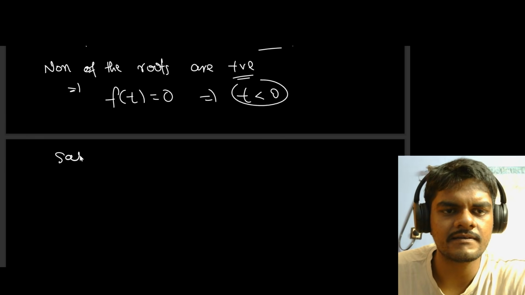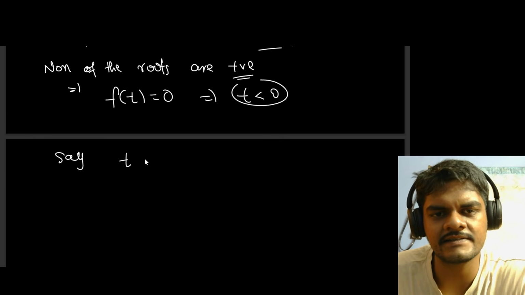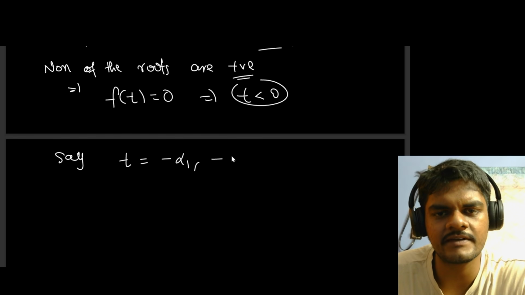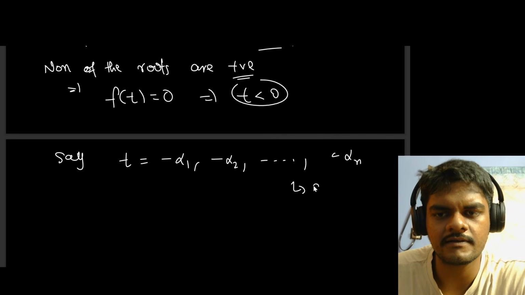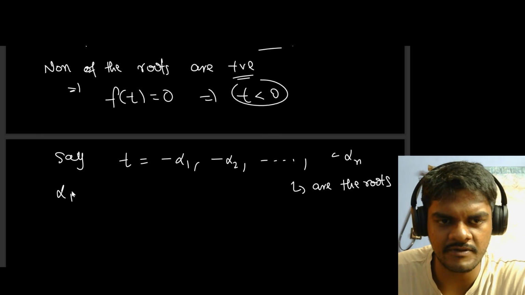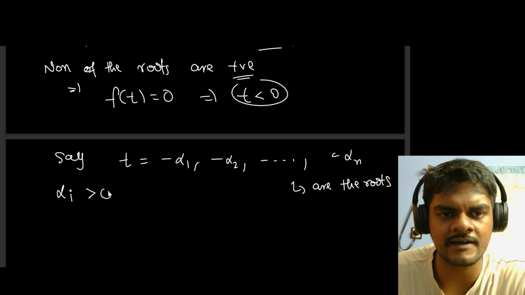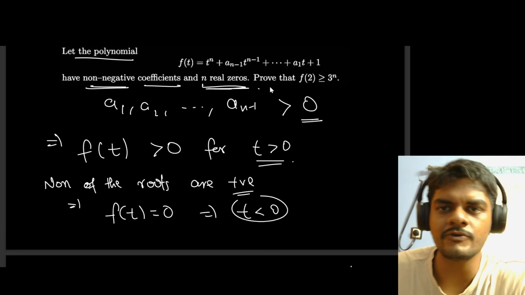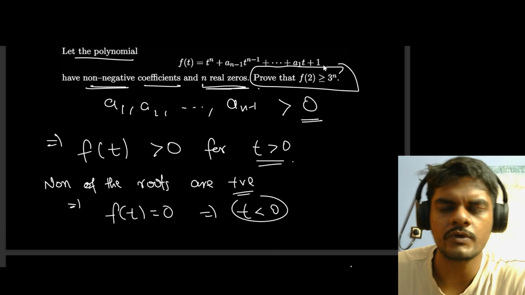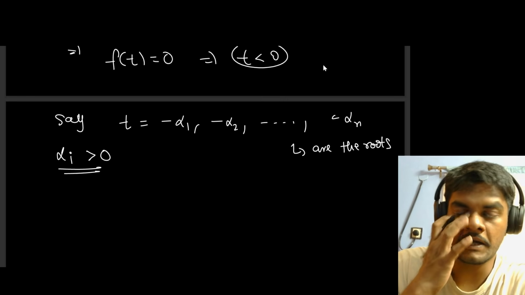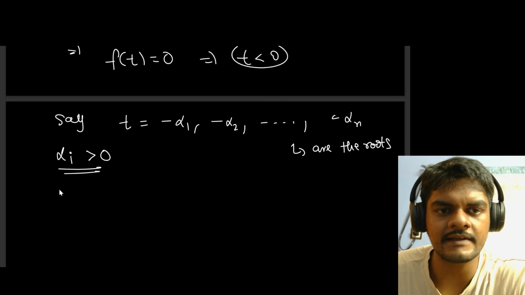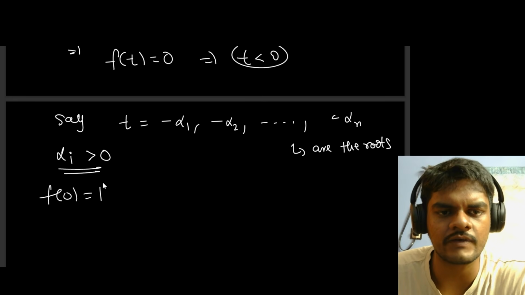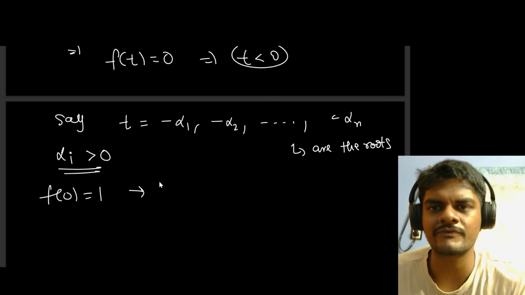So let's say, for the sake of this, t equal to minus alpha 1, minus alpha 2, these things till minus alpha n are the roots. So I am also, in hindsight, assuming alpha i's are positive. Okay, alpha i's are strictly positive. And we want to prove something about f of 2. What do we know about these things? Another thing is, first of all, f of 0 is equal to 1. It is that the product of the roots is 1.